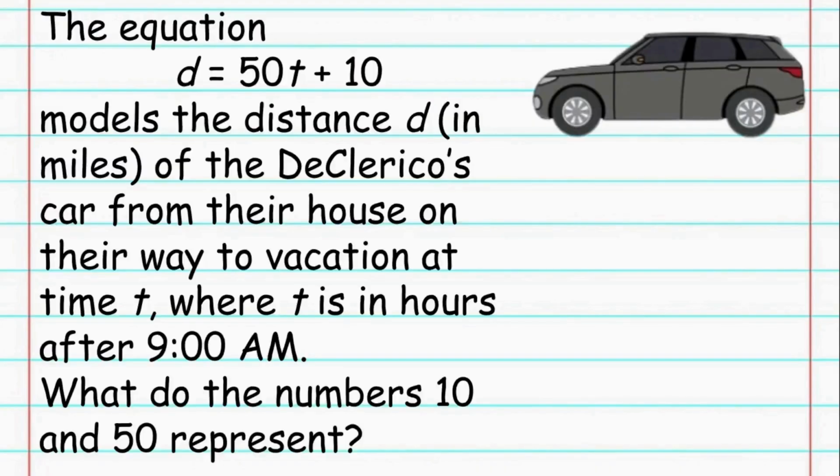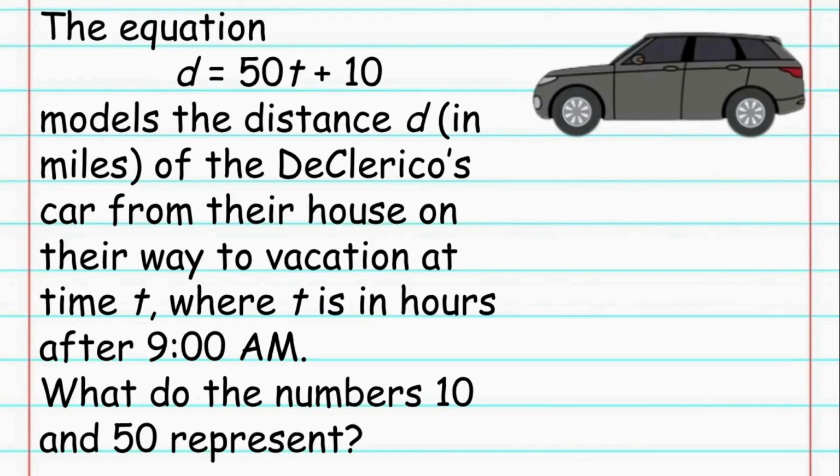Here's another problem that uses slope-intercept form. As someone who tutors tests like the SAT and ACT, this is the kind of problem that they like to put on their tests. The equation d equals 50t plus 10 models the distance d, in miles, of the DeClerico's car from their house on their way to vacation at time t, where t is in hours after 9 a.m. What do the numbers 10 and 50 represent?